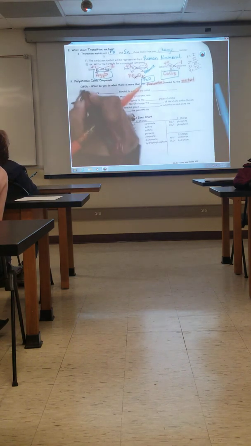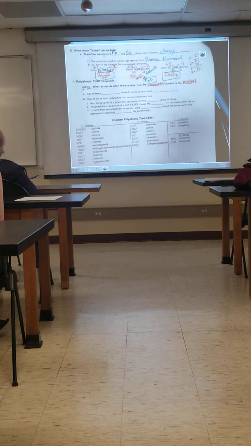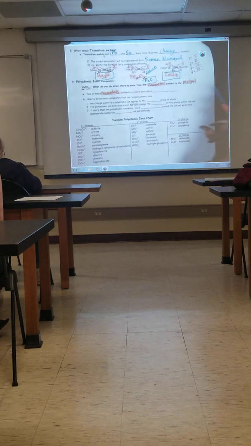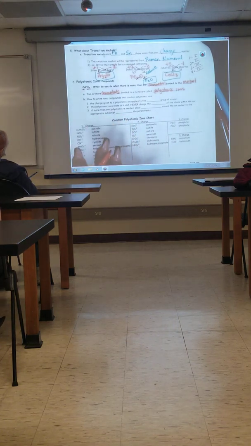And I can see that over here. This is the metal, and those are the nonmetals bonded to it. Okay? Two or more nonmetals bonded to the metal are called polyatomic ions. How to write an ionic compound that contains a polyatomic in it.